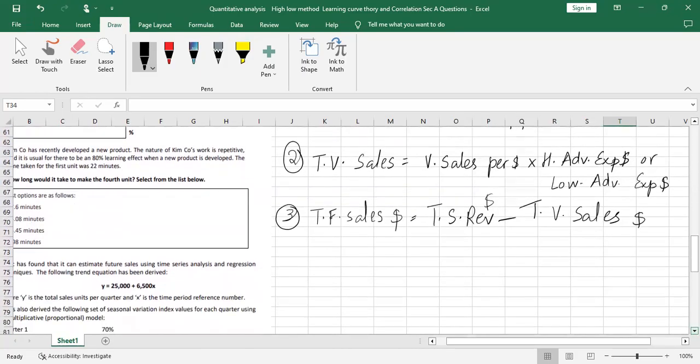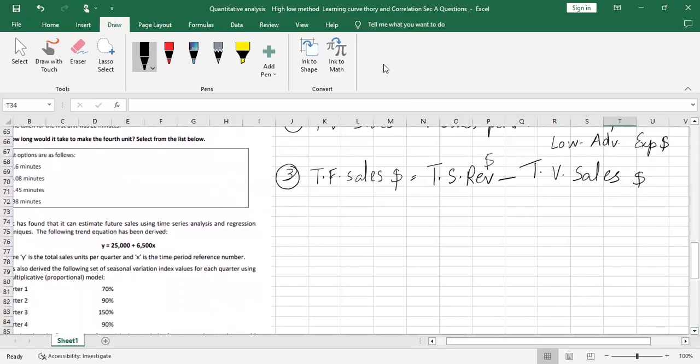Now another third concept which is relevant with the high-low method is called simultaneous equation. I will do an MCQ with you which deals with simultaneous equation. High-low method with simultaneous equation basically.